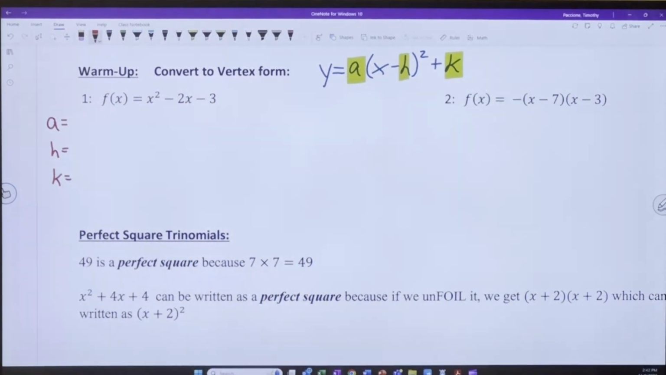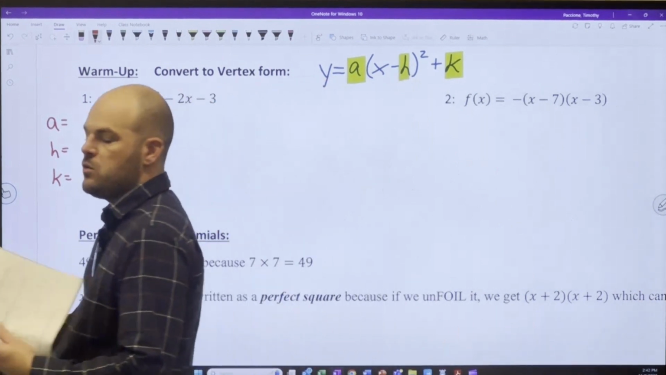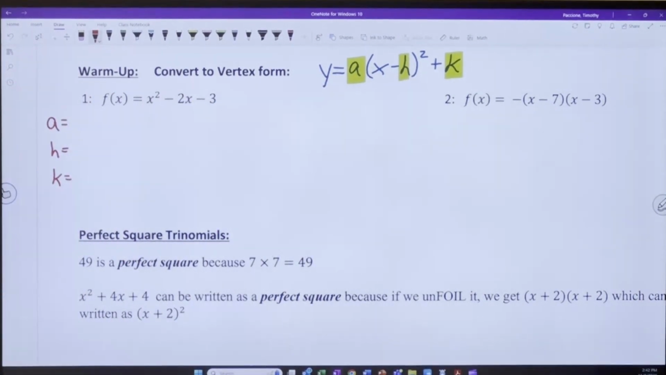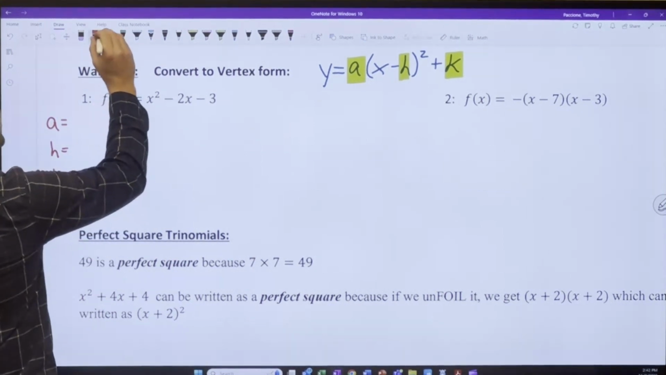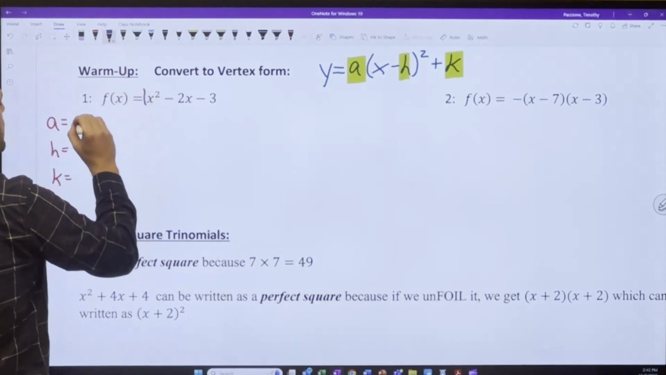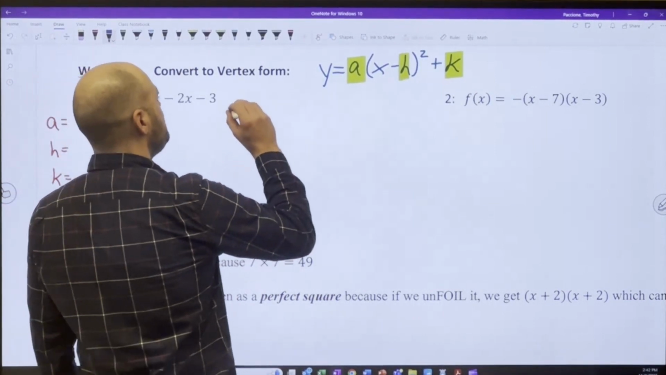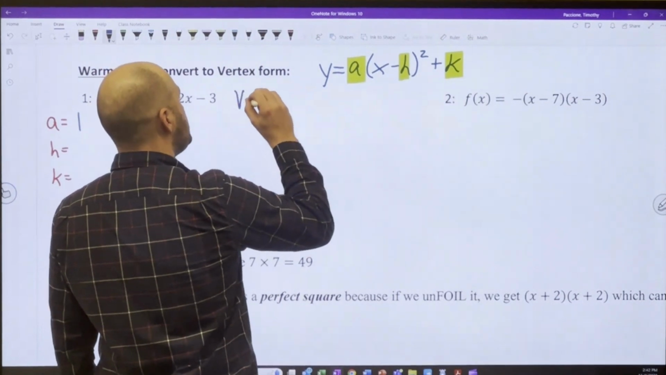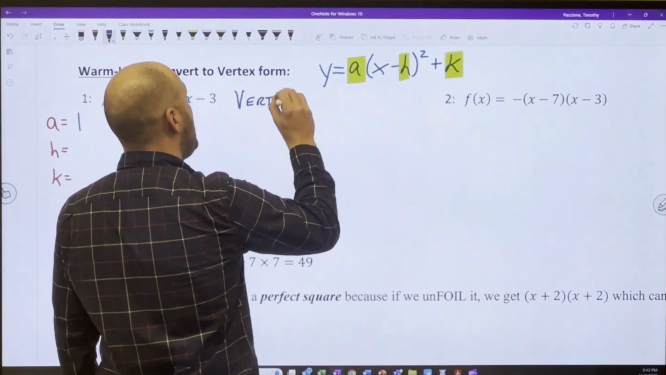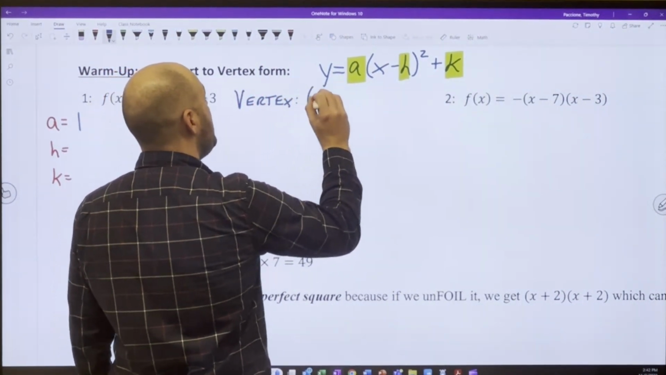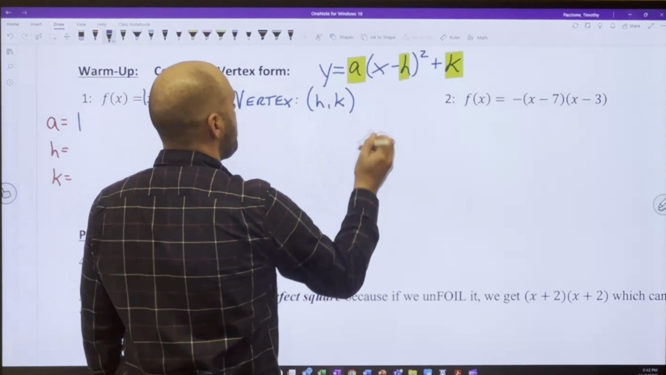Well, our A is given always. Our A is always in the original. It's in every equation, so we know it. What is our A here? It's just 1, because there's a little 1 out there. So our A is 1. Our H and our K come from the vertex. So we obviously need to find the vertex to find our H, K.